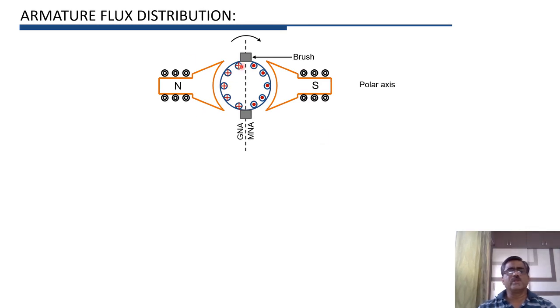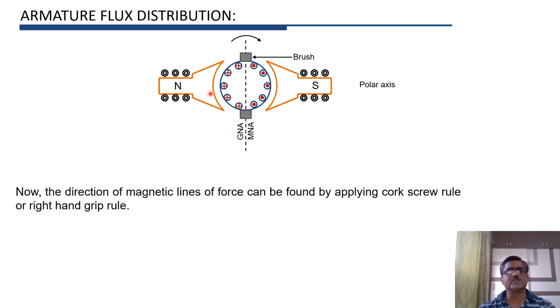Now we know the magnetic effect of electric current. Means whenever current flows through a conductor, magnetic field is produced. And the direction of magnetic lines of force can be found by applying corkscrew rule or right hand grip rule. So what is right hand grip rule? We have to grip the conductor in our right hand such that thumb is in the direction of current. Then the other fingers will indicate the direction of flux.